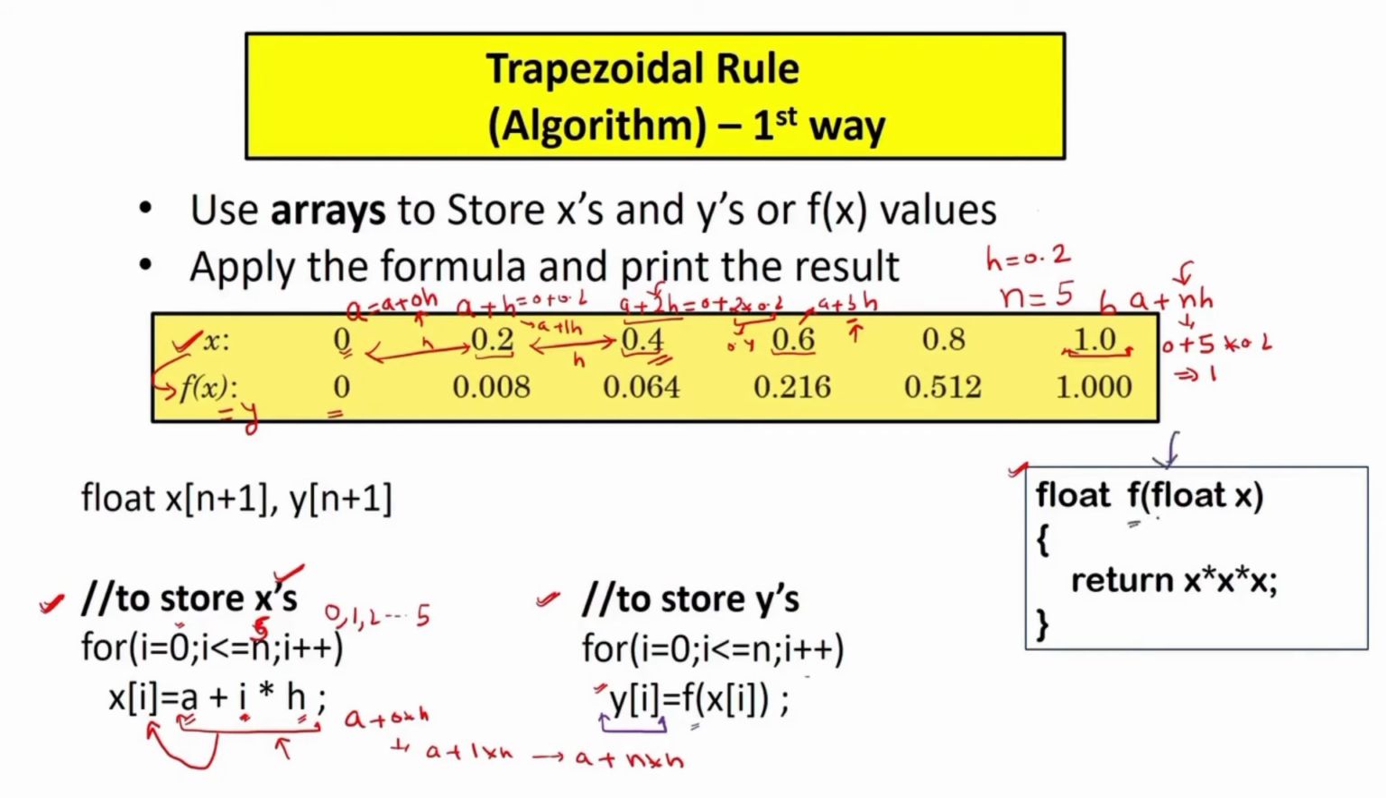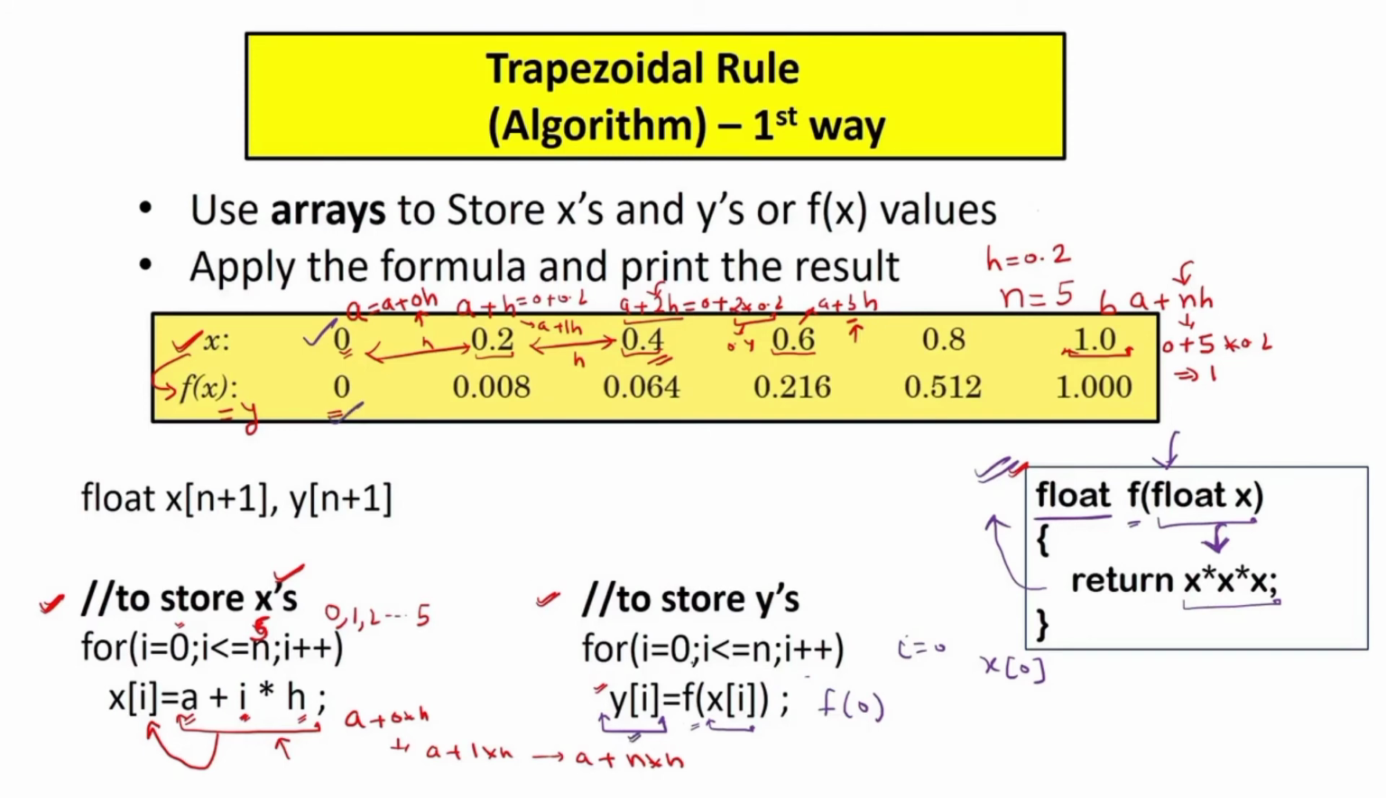This function f is taking a parameter float x, and this x value will be put inside this function, that is x cube, and the answer will be returned by this function, which is of type float. So this function is passing the argument as xi. That means for i equal to 0, my x0 will be passed to this function. x0 is this 0. So for the first time, f of 0 will be calculated. f of 0 will be given by this function, and it will be stored inside y of i.